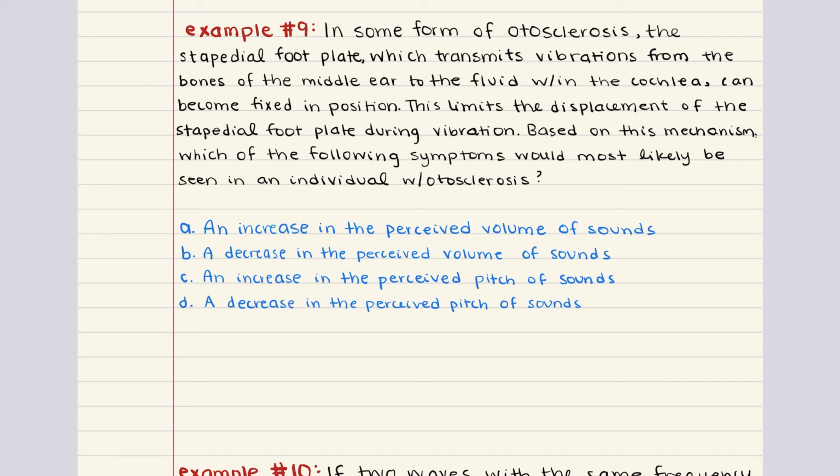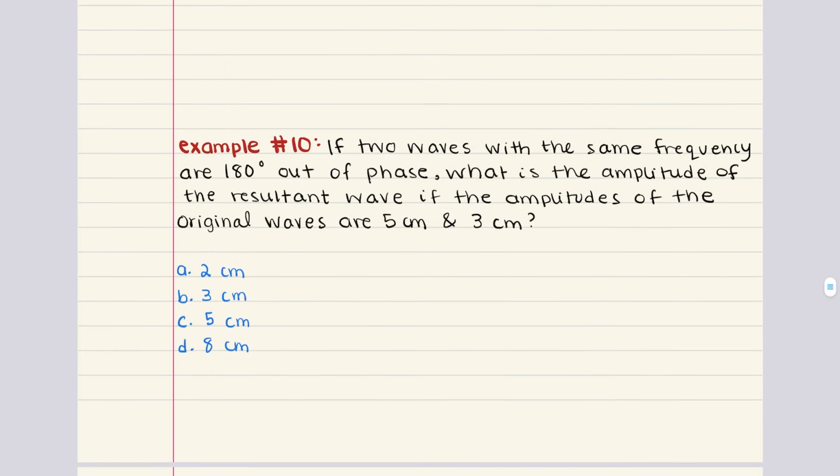Because amplitude is related to intensity, and intensity is related to sound level, the perceived sound level, aka the volume, will be decreased as well. And so the correct answer here is going to be answer choice B. There's going to be a decrease in the perceived volume of sounds. Pitch is related to the frequency of a sound, but it's not related to amplitude, which is why C and D are not correct answers for this problem. Again, 9 is B.